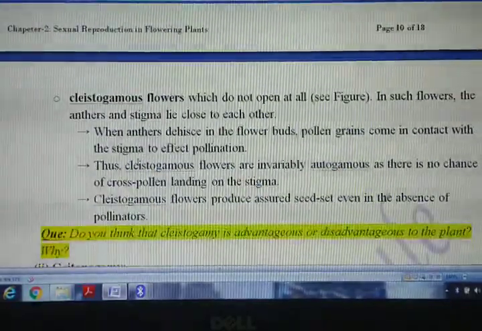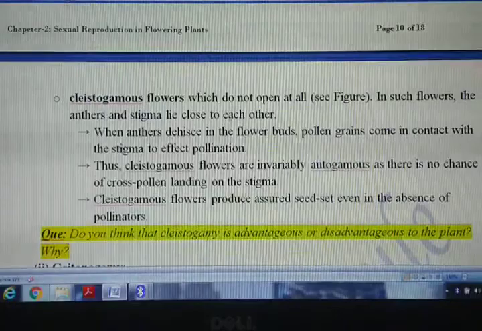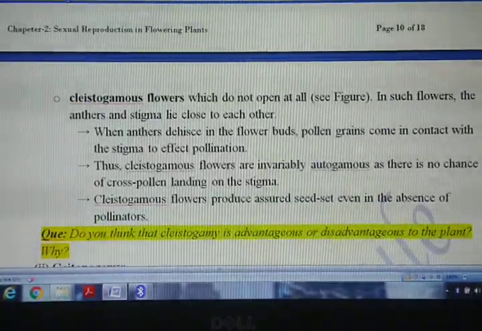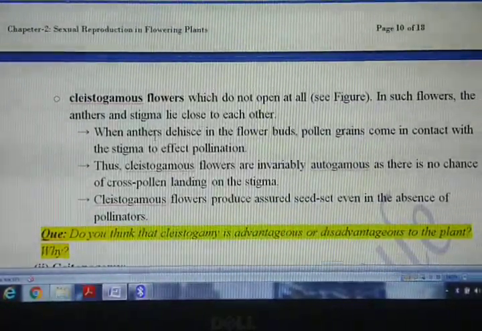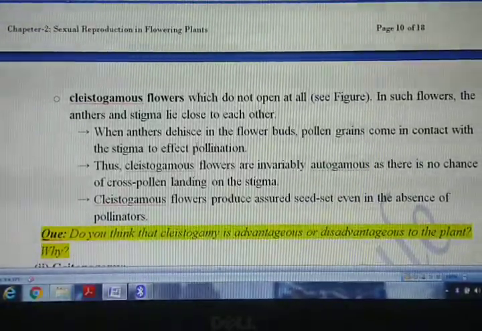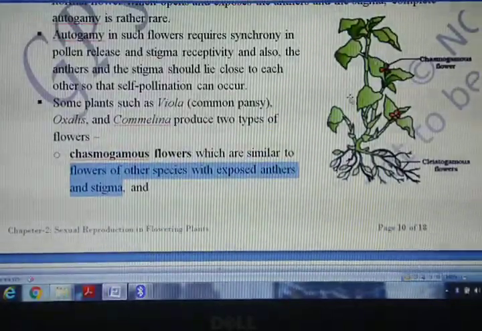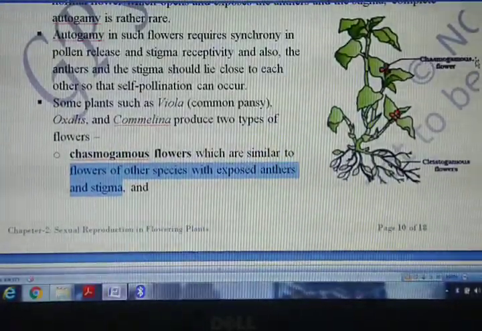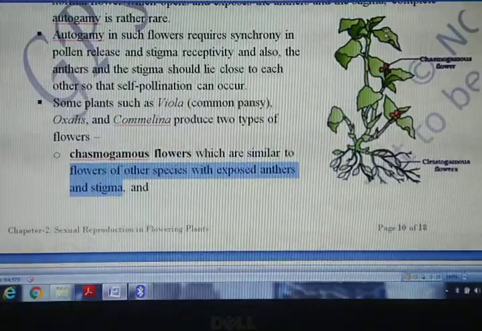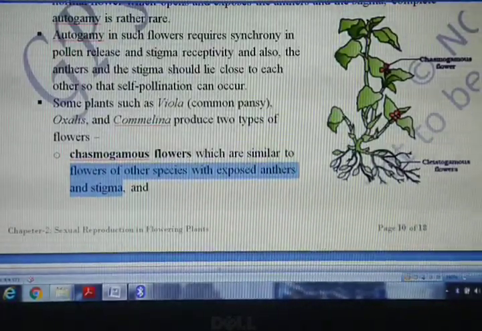Whereas the cleistogamous flowers do not open at all, they never open. And in such flowers, the anther and stigma will be lying very close to each other. Why? Because it is not opening up. Now if you see the plant over here, chasmogamous flowers are aerial, whereas cleistogamous flowers are underground, you can say.